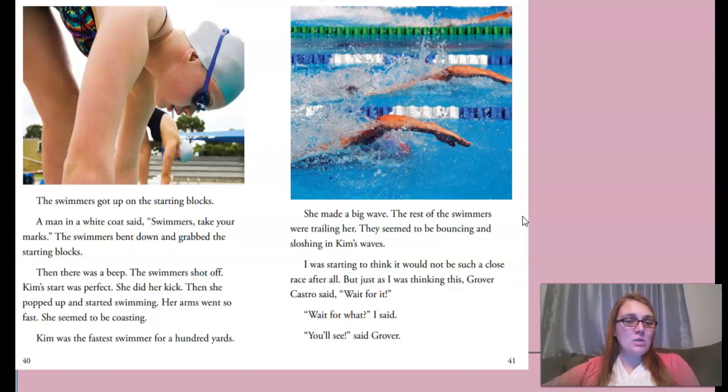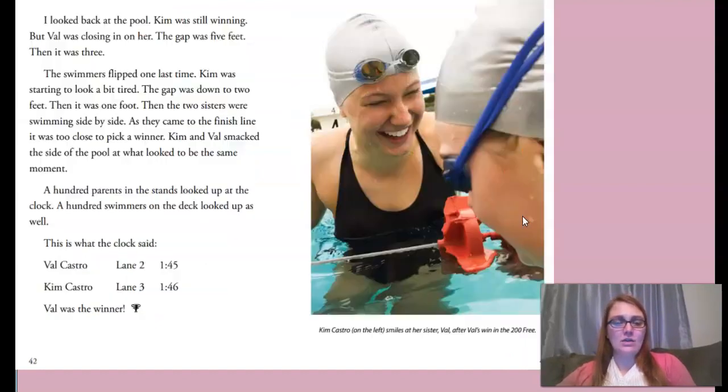Kim was the fastest swimmer for 100 yards. She made a big wave. The rest of the swimmers were trailing her. They seemed to be bouncing and sloshing in Kim's waves. I was starting to think it would not be such a close race after all, but just as I was thinking this, Grover Castro said, "Wait for it." "Wait for what?" I said. "You'll see," said Grover. I looked back at the pool.